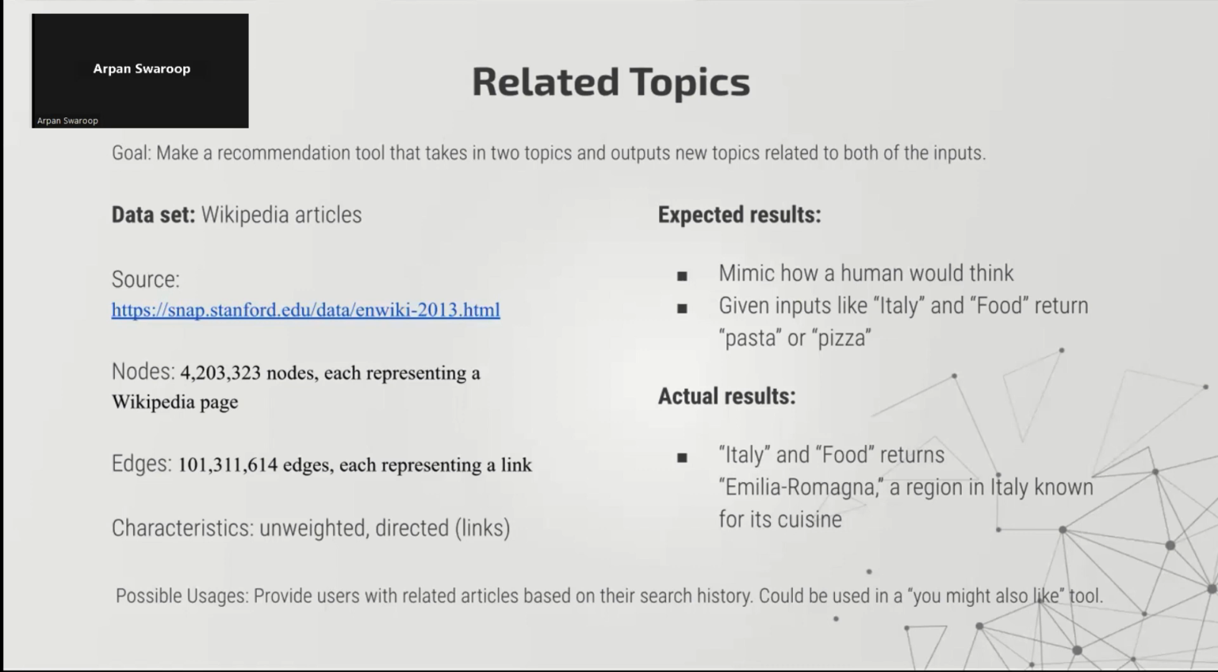Our expected result was that it should mimic how a human would think. So if we give it two inputs like Italy and food, it should return something like pasta or pizza, whereas in reality, it actually returns Emilia Romagna, which is a region that's known for its cuisine.